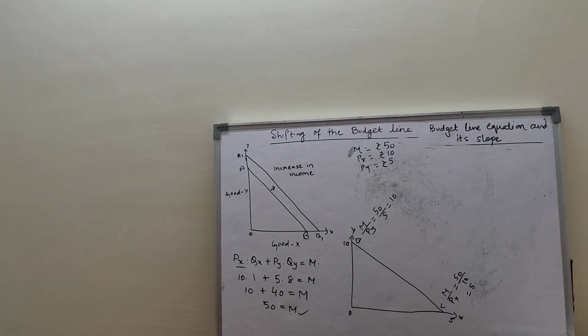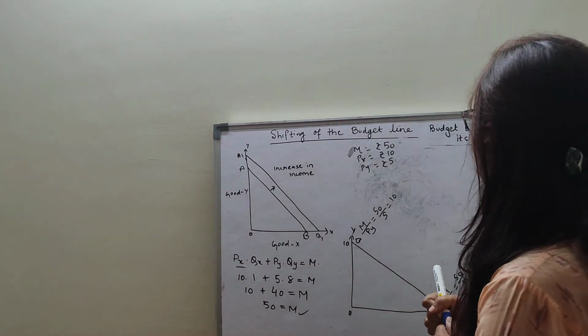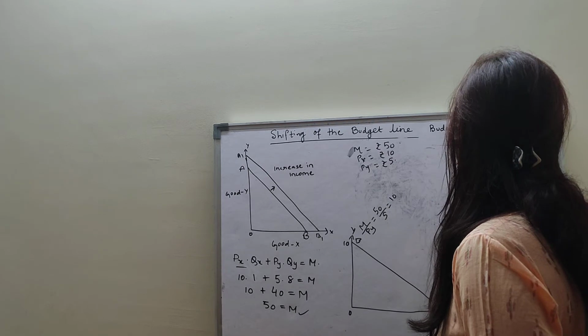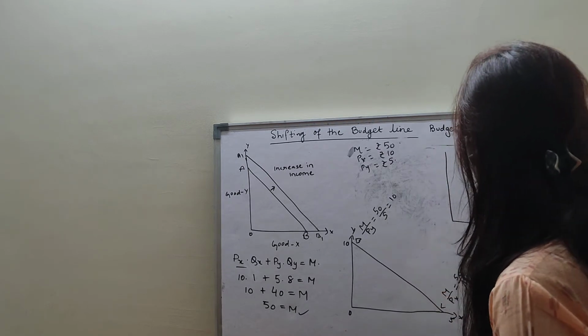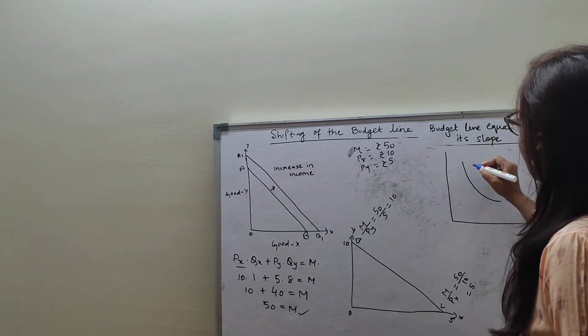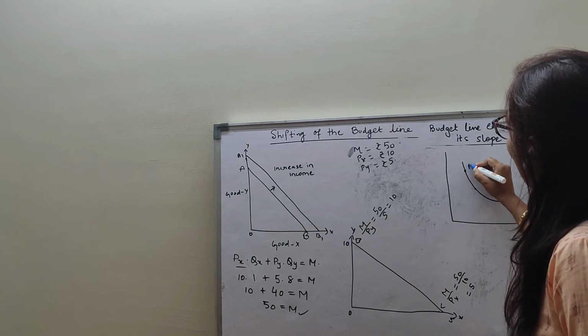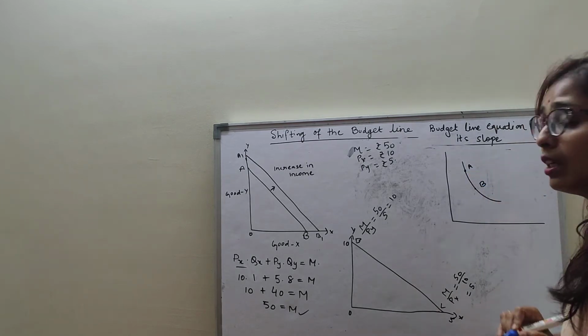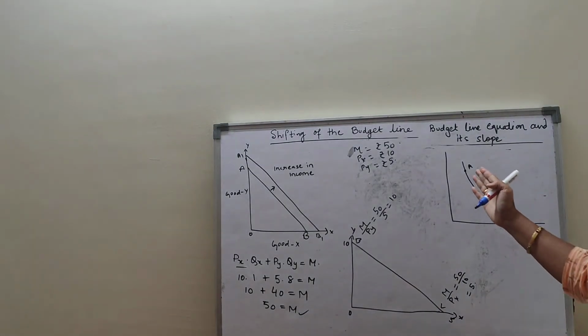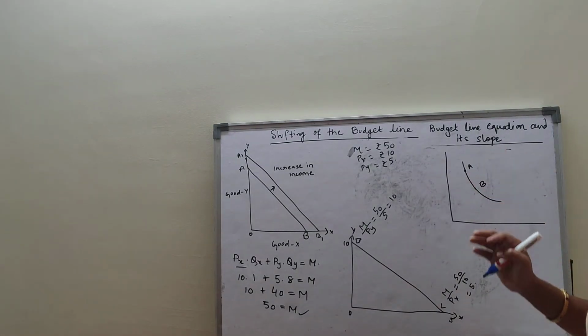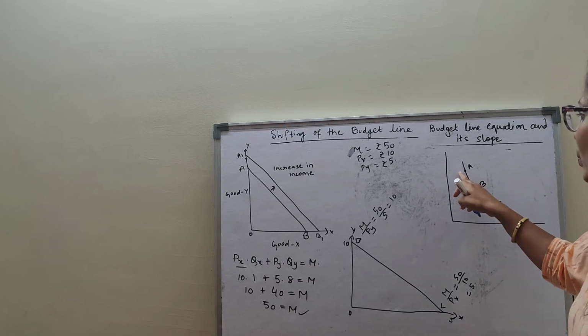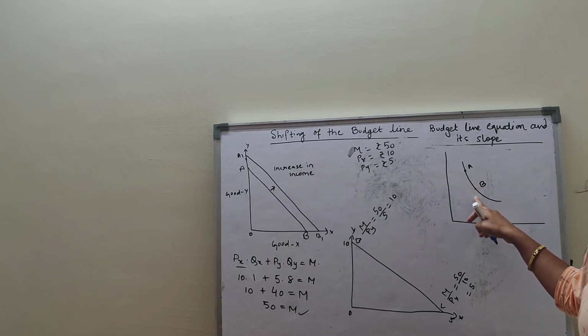Now the second point is the slope of the budget line. So how to calculate the slope of the budget line? Now with the help of a diagram, let's understand the slope of the budget line. Now you can see this curve. This curve represents point A and point B. Now, if I ask you to calculate the slope between A and B, how to find it out?